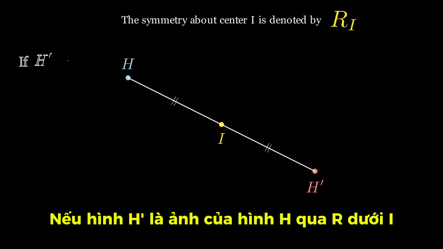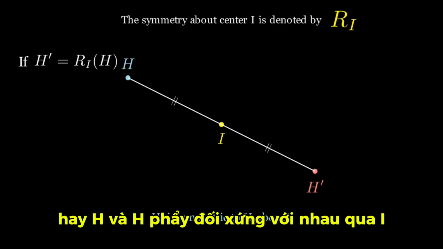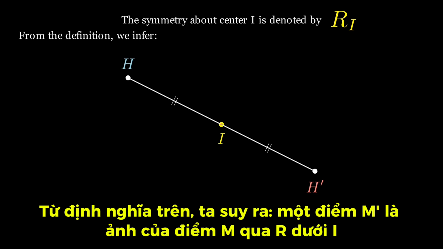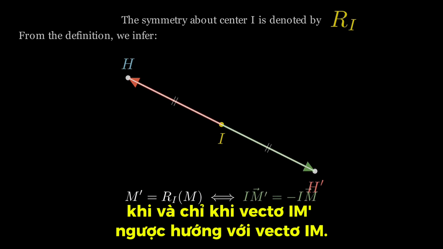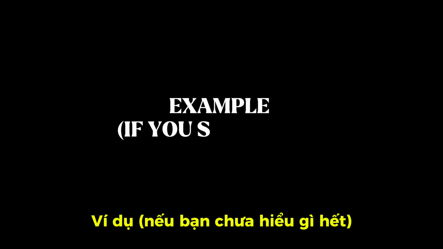If figure H prime is the image of figure H under R sub I, then we say that H prime is symmetric to H about center I, or H and H prime are symmetric to each other about I. From the definition above, we infer point M prime is the image of point M under R sub I if and only if vector IM prime is the opposite of vector IM.